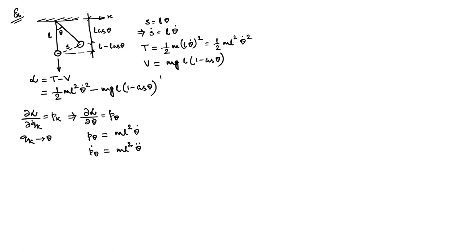Now, we have also derived h, that is, Hamiltonian. What is Hamiltonian? Hamiltonian is p k times q k dot minus Lagrangian. So, if I again modify in terms of our generalized coordinate in this problem, in place of k we will have theta, right. So, we will have p theta, then theta dot.